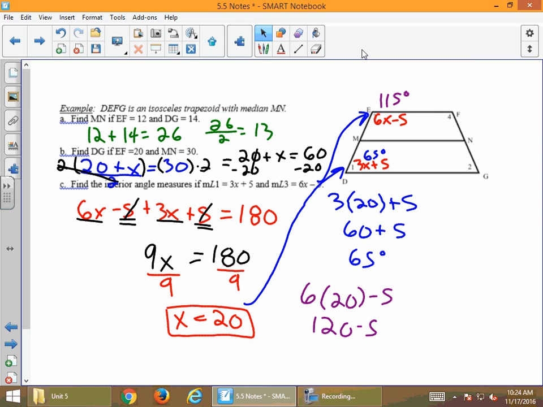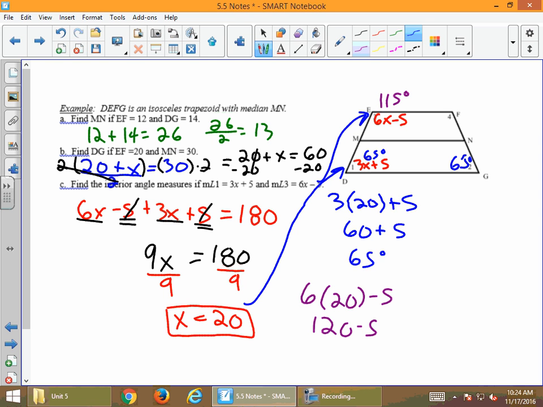Again, you're just substituting values in. What would angle 2 be then? Ooh, good question. I hear 115, I hear 65. Good news is one of you guys is correct. It is 65. Why do you know it's 65? Because what type of triangle is this? You guys are right. Isosceles. So we know in isosceles triangles and trapezoids, those base angles are congruent.